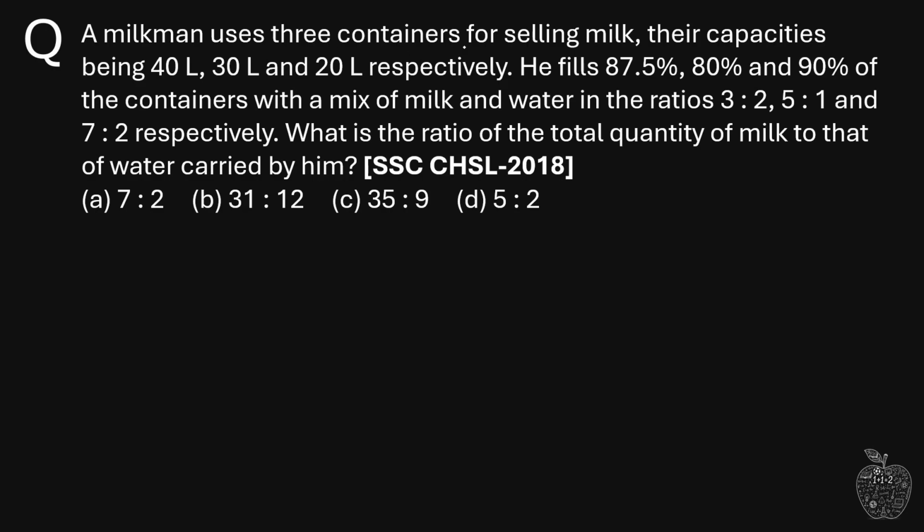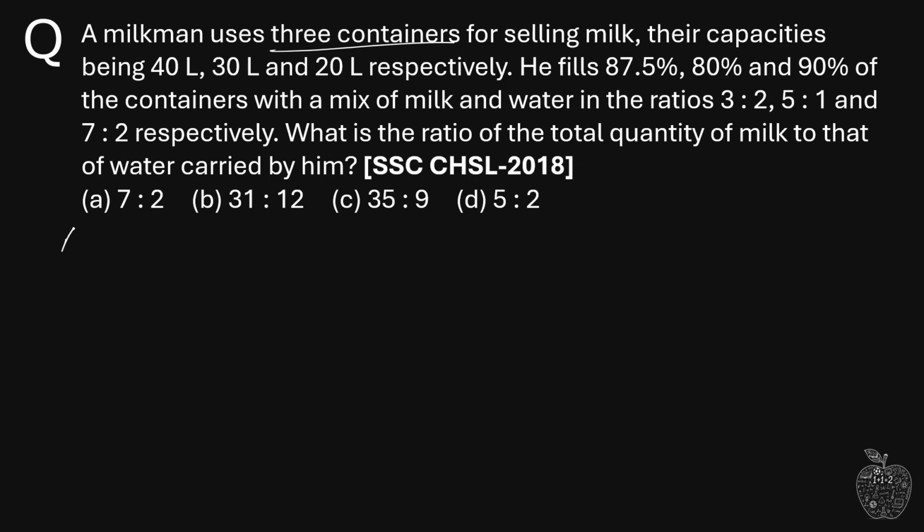A milkman uses 3 containers for selling milk, their capacities being 40 liters, 30 liters and 20 liters respectively. He fills 87.5%, 80% and 90% of the containers with a mix of milk and water in the ratio 3:2, 5:1 and 7:2 respectively. What is the ratio of the total quantity of milk to that of water carried by him? Alright, so first of all we are given that there are 3 containers.